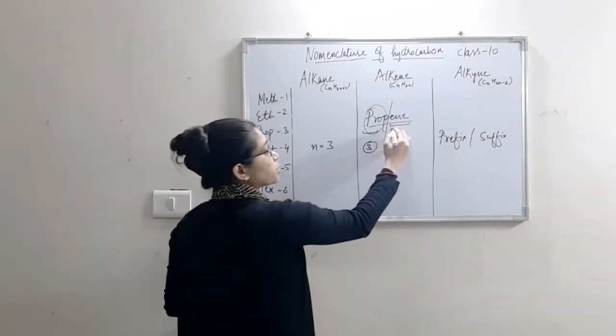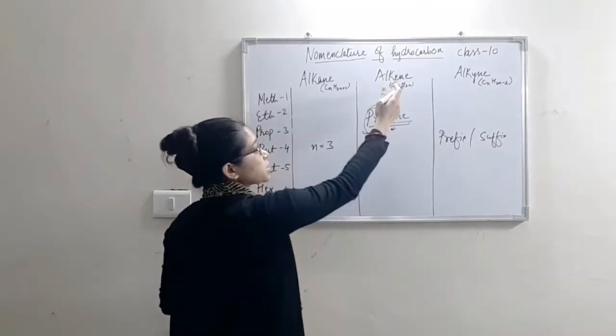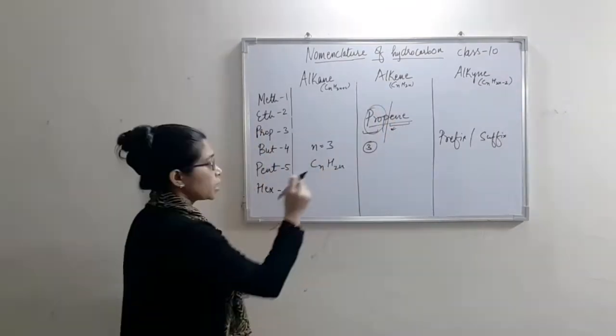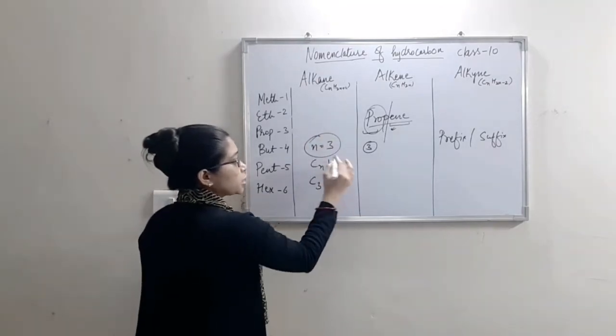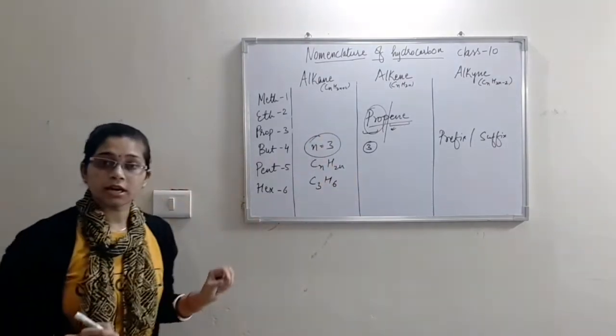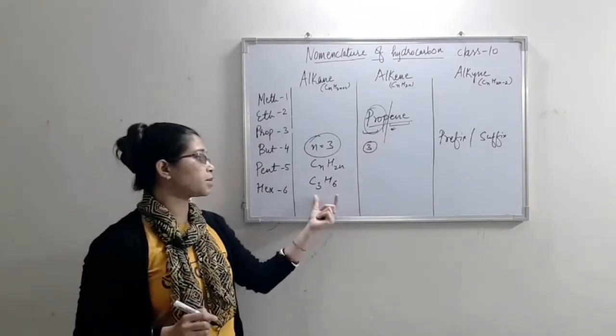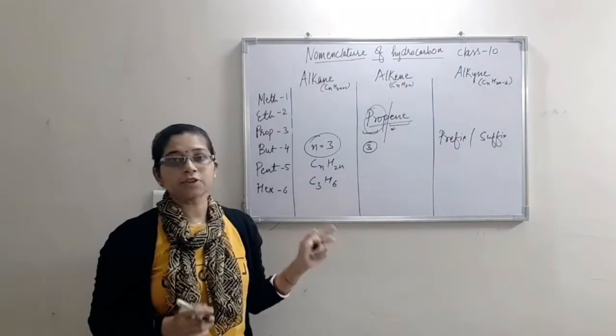Now when we are discussing propene, the formula becomes CnH2n. Here we will put the value of n, C3H2×3, that is C3H6. So the chemical formula of propene will become C3H6.